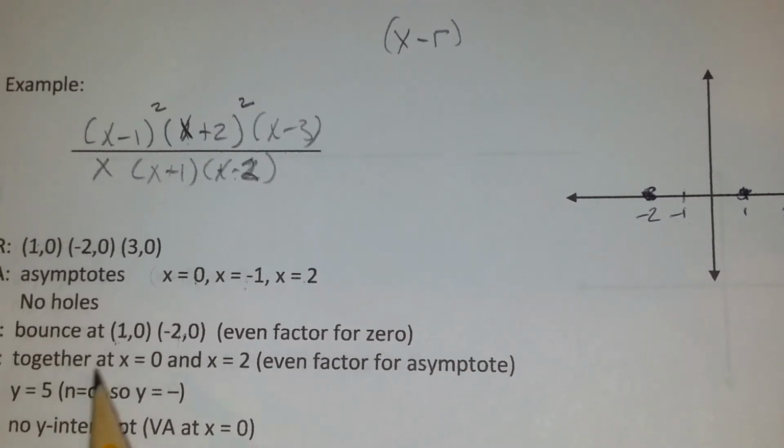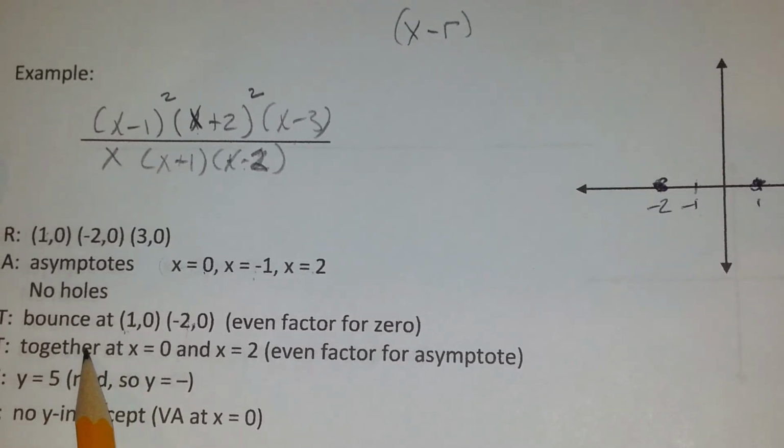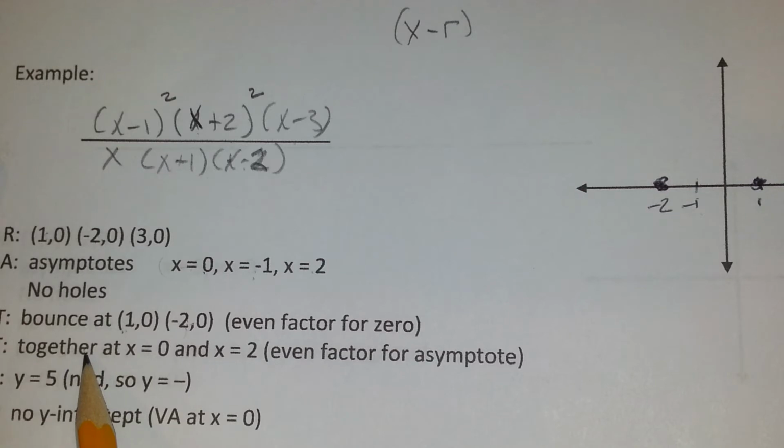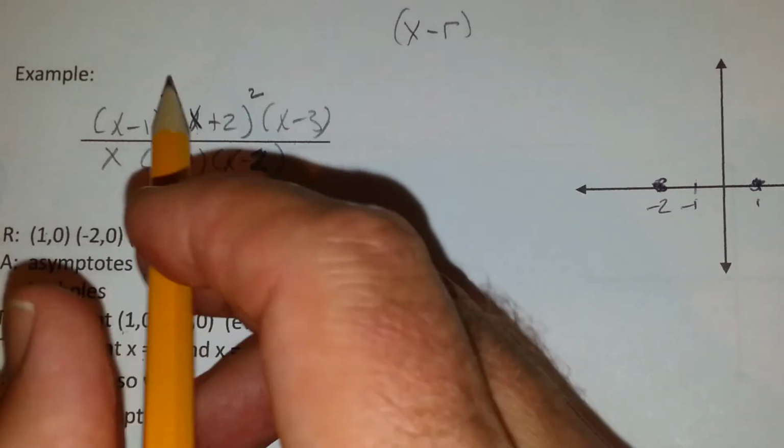All right. I have togetherness, which refers to the asymptotes. If it's together, that means the factor that causes the asymptote is an even power. At x equals 0, that's there, so I'm going to square it.